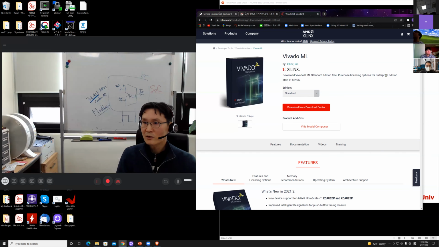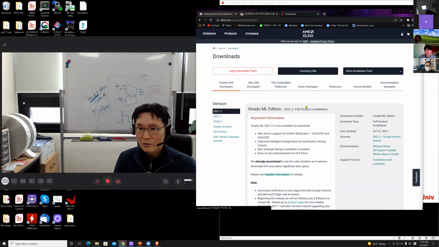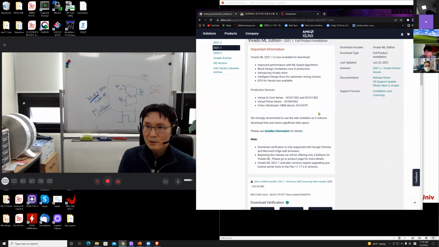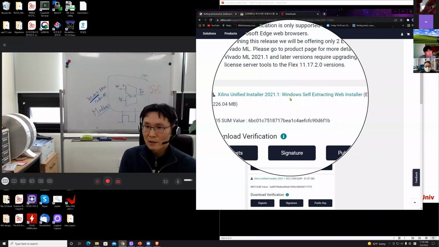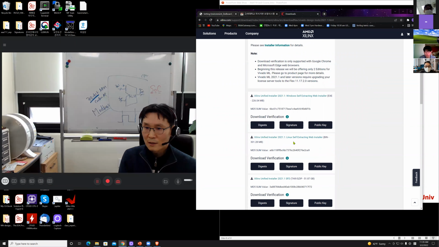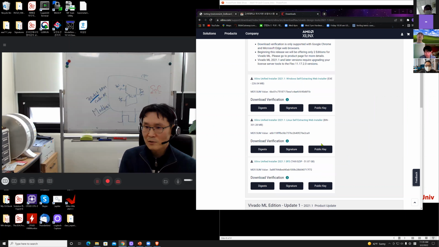Standard edition is free, and enterprise edition you have to pay the price, pretty expensive, $3,000. But we are using the free version. If you go to here, we are using this version, 21.1. Scroll it down. Unified installer, the Windows installer or Linux installer. I don't think they are providing a Mac version. That is unfortunate, but either Windows or Linux.